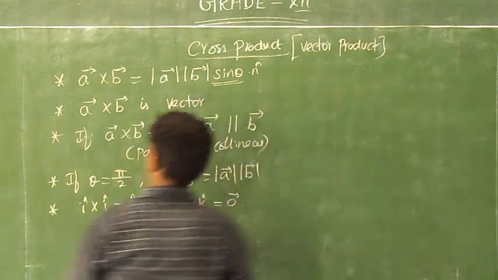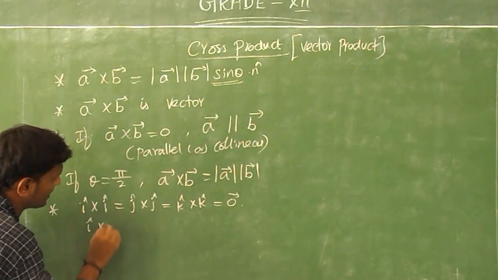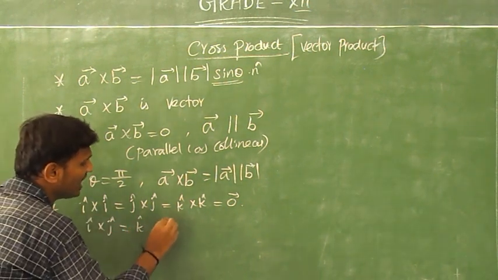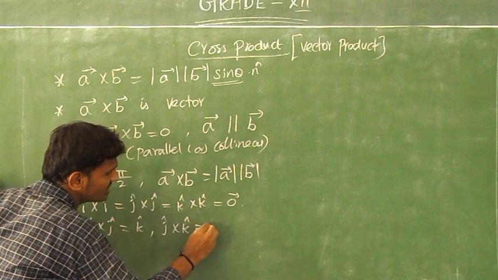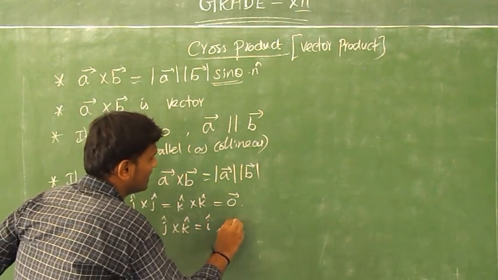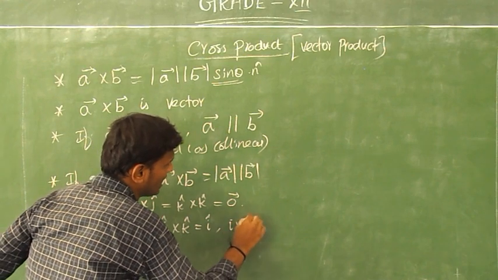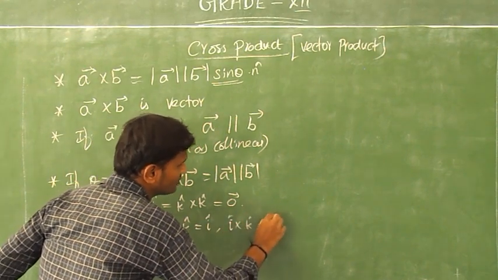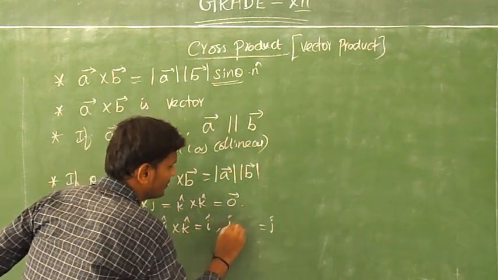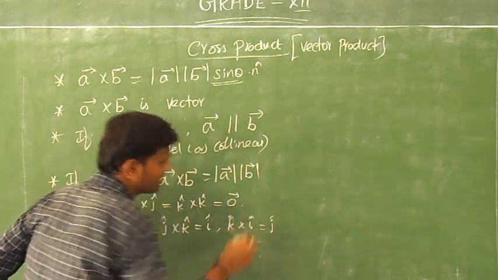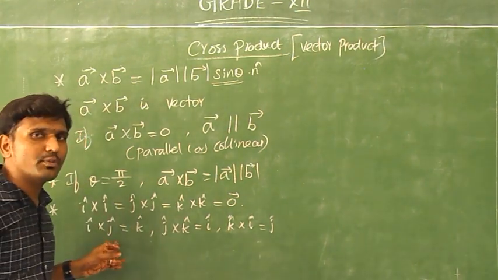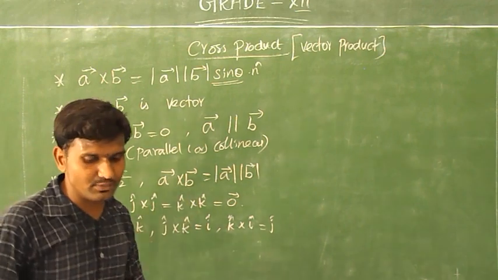Suppose i vector cross j vector. What will come? It will come k vector. Then j vector cross k vector is equal to i vector. And for i vector cross k vector or k vector cross i vector, take k vector cross i vector, which is equal to j vector. Have you understood this property for this observation?